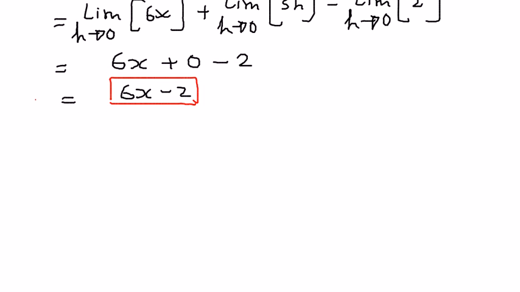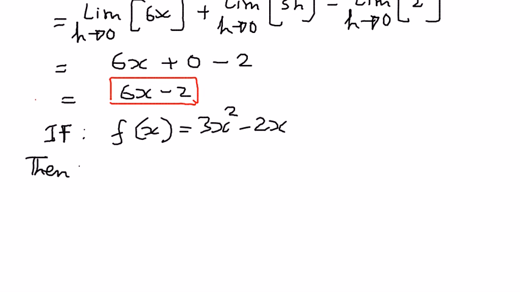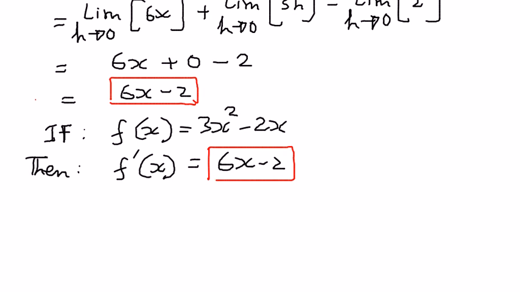So what did we do here? To sum it up, if the given function is 3x squared minus 2x, like that, then we can state that the first derivative of this function is equal to 6x minus 2, and that is what we have proven. This is our derivative of the given function. In my next presentation, we shall see more examples on how to find the derivative of a function using limits.